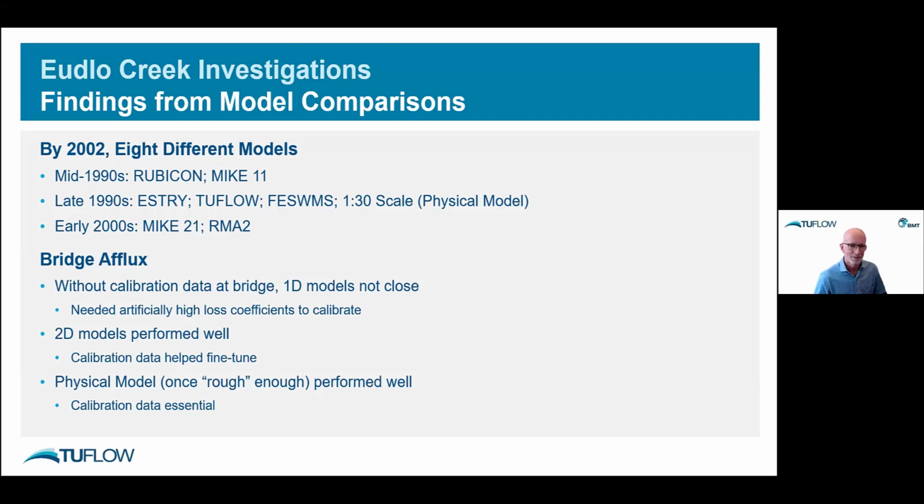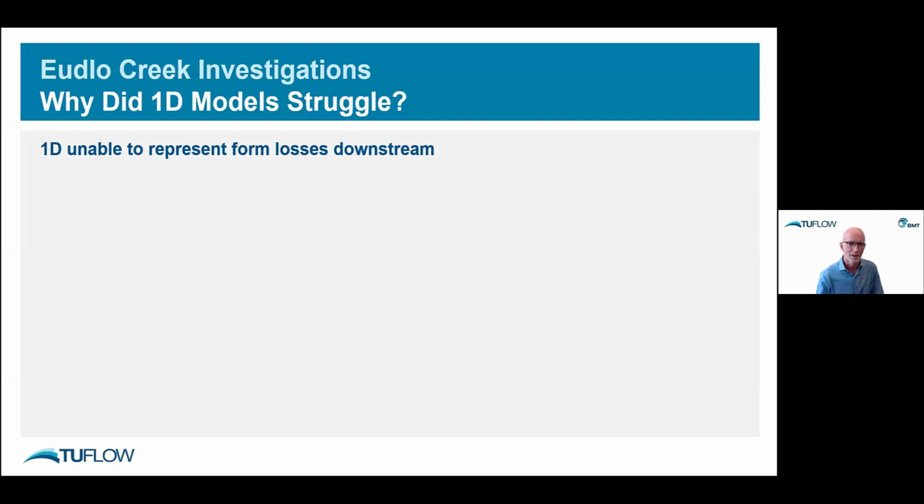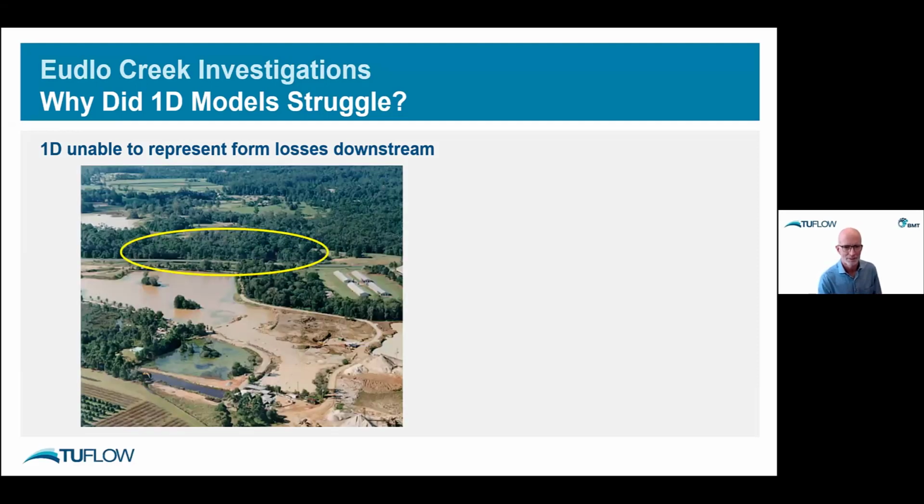So that was really interesting, and for me, in hindsight, I've often thought about this: why did the 1D model struggle so much? It was early days of 2D, but why did the 1D model struggle so much? And it really comes down to this. This is a road crossing through here. This is a photo from when they had the single carriageway, and they also used to have some culverts here, and the bridge is actually sitting in here. And the flow is going from the bottom of the screen through, and it hits this very dense vegetation downstream of the road.